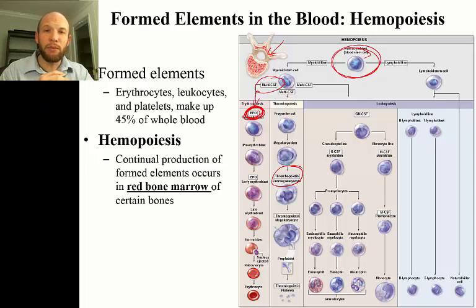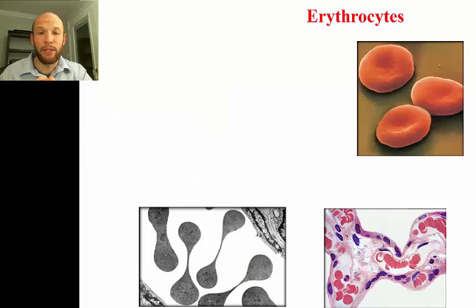And if you remember back from last semester, red bone marrow is abundant in most of the bones in children, and less so in adults. You remember the vertebrae was an example in an adult, or the coxal bones, the hip bone, or just the proximal head of the femur. There's only various places in the body that have red bone marrow in adults, but it makes all of these formed elements.